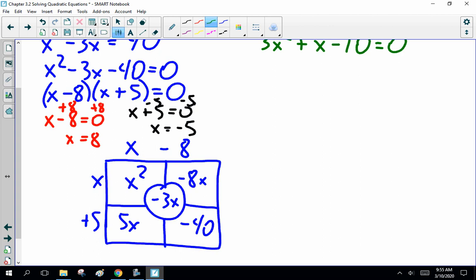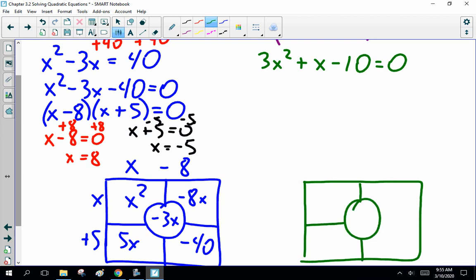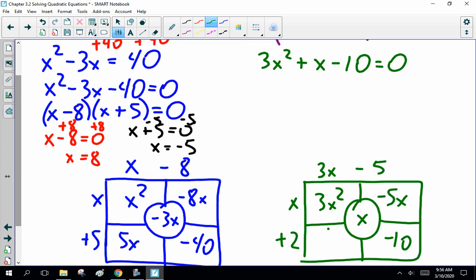All right. The other one here, 3x squared plus x minus 10. Factors of 3x squared are 3x and x. Now, what are the factors of minus 10? 1 and 10, and 2 and 5. x plus 2, 3x minus 5. Minus 5x, plus 6x. Yes. So I had to think about that one for a minute.